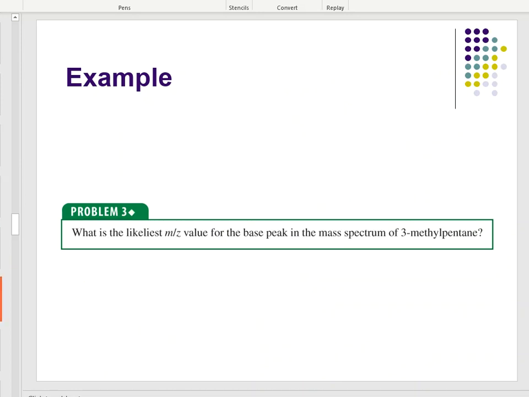All right, here's another problem that we can maybe take away. What's the likeliest m/z value for the base peak in the mass spectrum of 3-methylpentane? All right, so 1, 2, 3, 4, and 5. There's my pentane. On carbon number 3 is a methyl group. And again, we'll give you probably this structure, because some of you might not have had organic chemistry at this time, and that's okay. So I'm just going to fill in all the other hydrogens. And there's my molecule, 3-methylpentane.